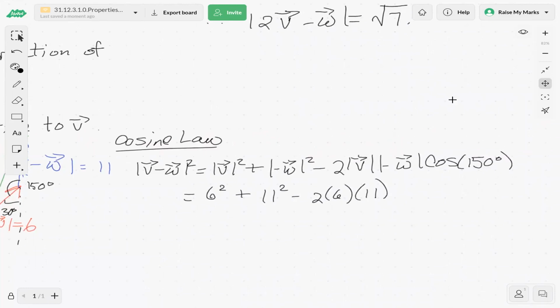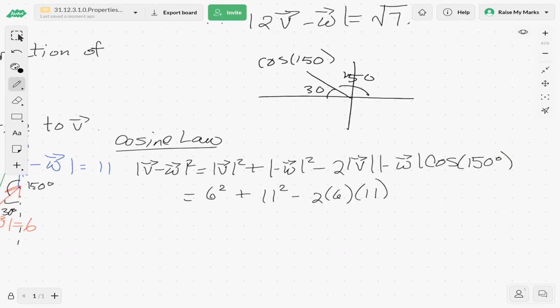All right, let's go back. Need to do this again. Draw our plane. Use our CAST rule. This is 150. Related acute angle is 30. What's the cosine of 30? I think that's root 3 over 2, right? Cosine of 30 is root 3 over 2. Let's just do a quick check. Yes. So therefore, cosine of 150 equals negative root 3 over 2. And that's due to our CAST rule. So we're going to plug that in, negative root 3 over 2.